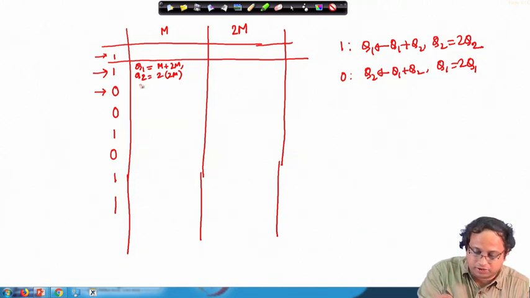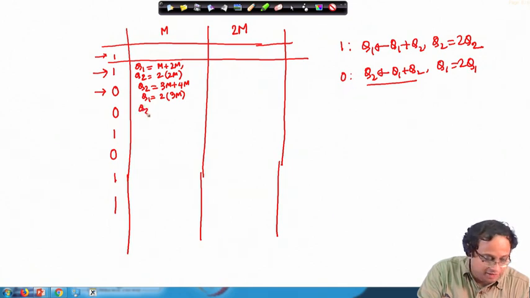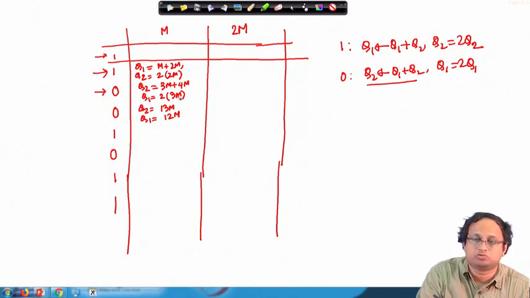Likewise, in the next case I get a 0. If it is a 0, then I will be adding in Q2. So Q2 is equal to 3m plus 4m, and Q1 is equal to the double of 3m, so I get 2 into 3m. Then I have got another 0, which means I will again be adding in Q2. So this turns out to be 13m, and Q1 is equal to 12m, because I am again doubling 6m.